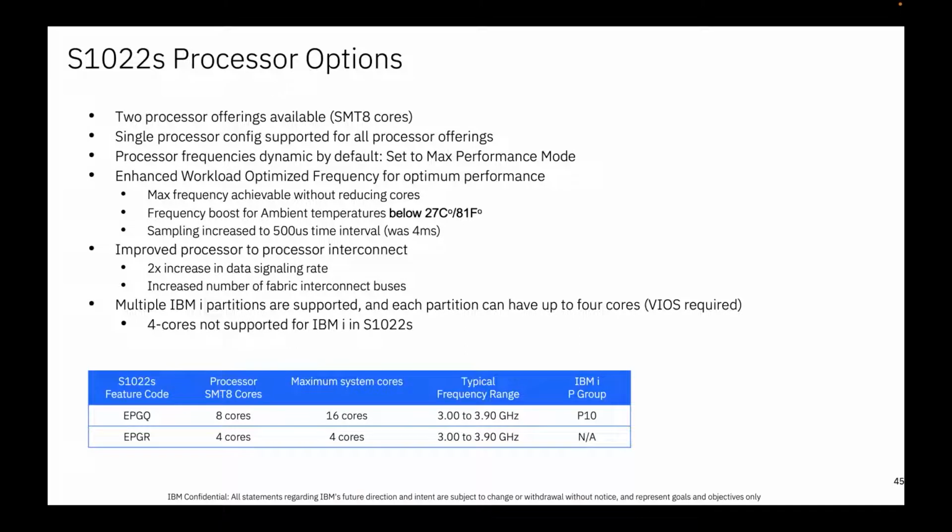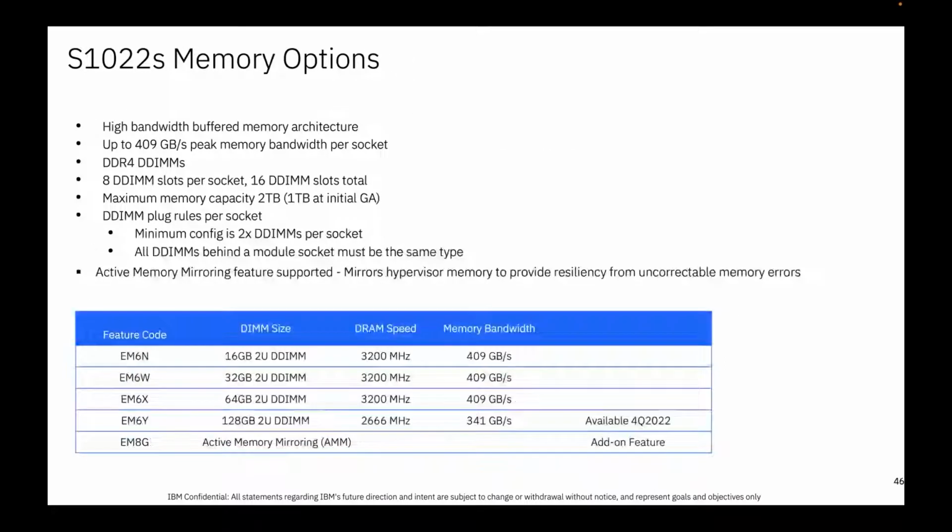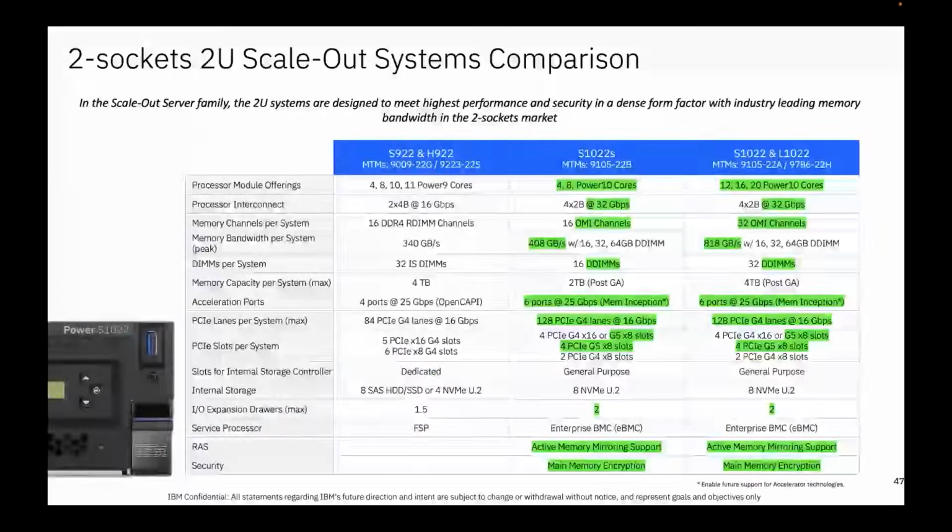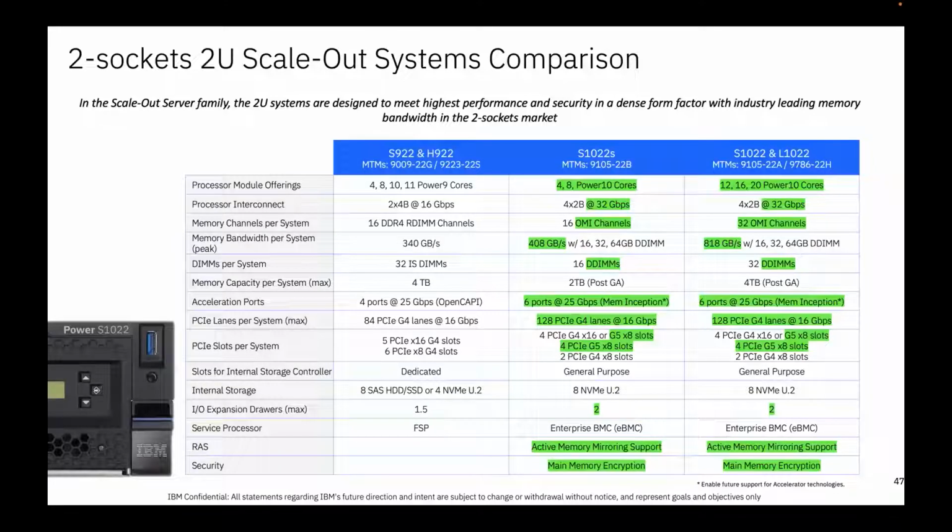As we move a product through its life cycle, there's enhancements and changes. So now might be the time to raise some of those requests. Memory, we have fewer slots, so we can go to 2 terabyte, not 4, like the 1022, 1 terabyte at GA, and then we can go after fourth quarter into the 128 DDIMMs. And here's a comparison of all 3. The Power 9 2U 2-socket against the Power 10 2U 2-sockets.